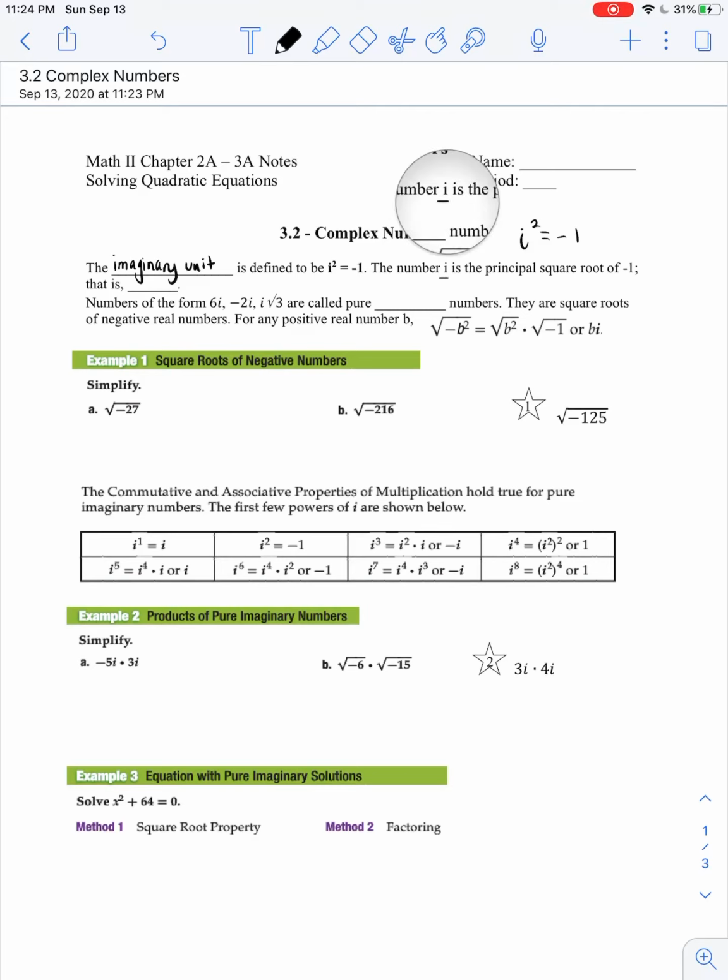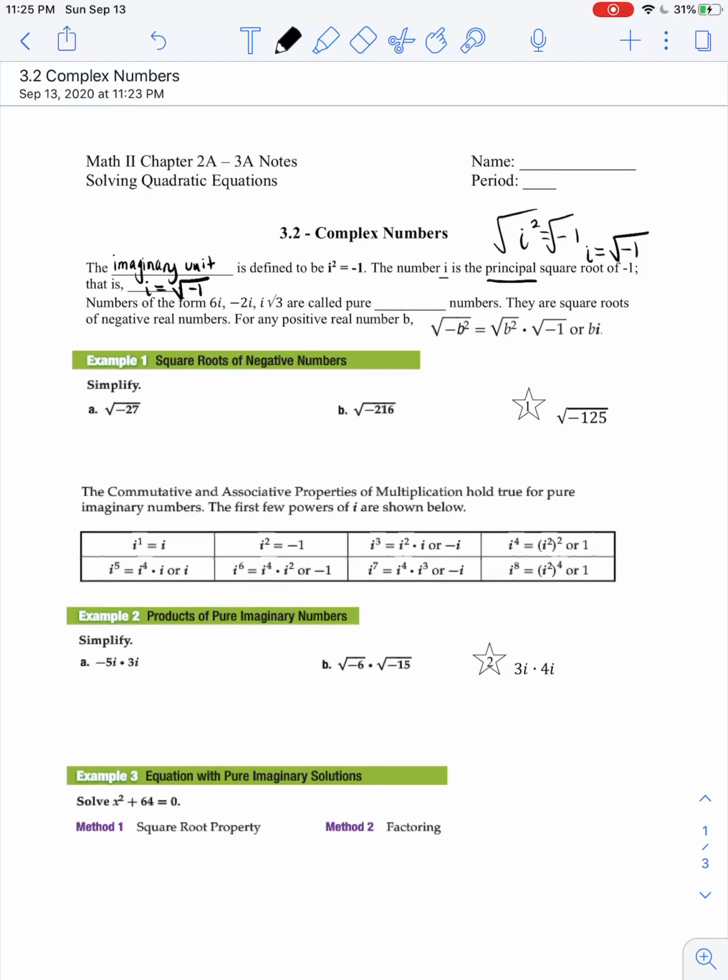So i is the square root of -1. So that is i equals square root of -1. Because if we know i squared is equal to -1, and you take the square root of that, then we get i equals the square root of -1. And the principal square root means just the positive square root of -1. So kind of weird.